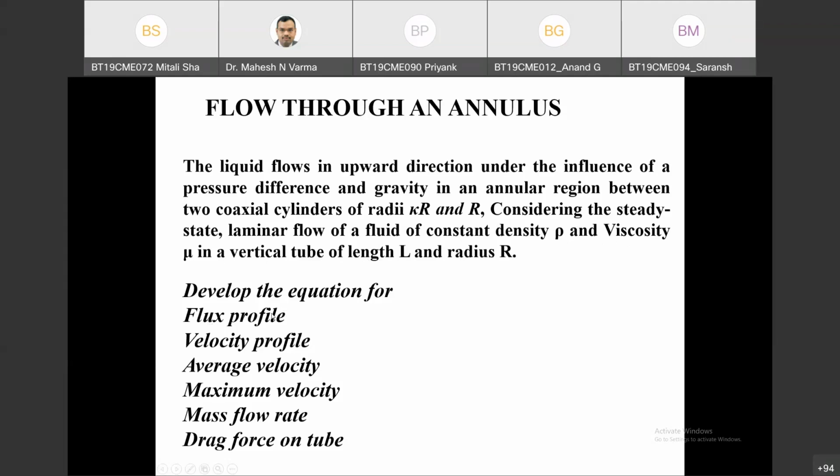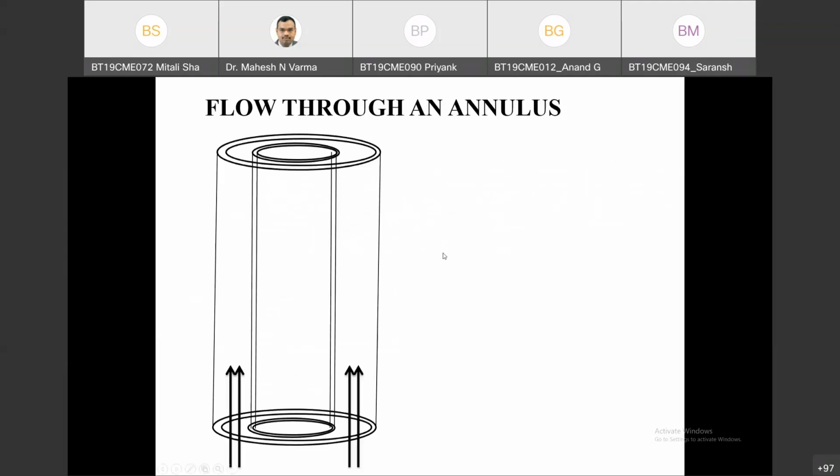Develop the equations for the flux profile, velocity profile, average velocity, maximum velocity, mass flow rate, and drag force on the tubes, both the tube and a single tube also. For the inner tube you can calculate the drag force, and for the outer tube also you can calculate the drag force, so that you can add them together to give the total drag force acting on both the inner tube and outer tube. So this is the pictorial representation of the problem.